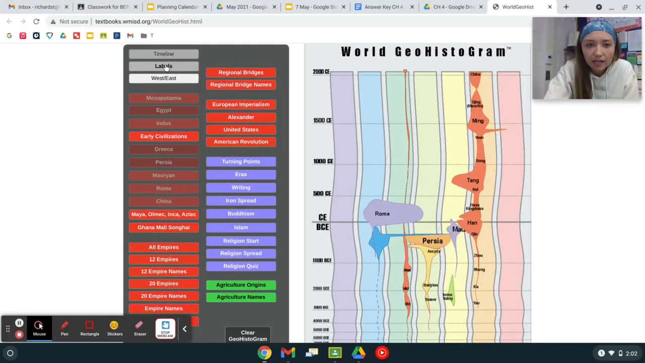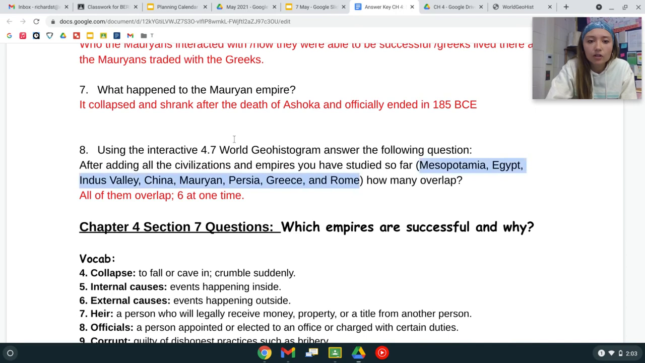If we put the timeline up, oh, isn't that so handy? Labels, look at that. West and East, awesome. If we put that 0 line up right there, which defines where BC and CE or AD happens, we can see that many of them overlap here. The Indus Valley region is the only one that's kind of on its own, but it still overlaps with other civilizations. So the answer to the question is all of them overlap with some other civilization, but there are 6 at one time.